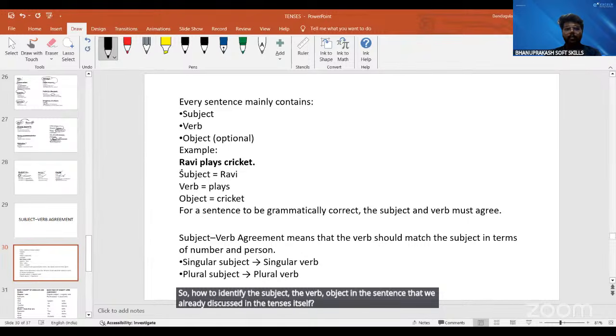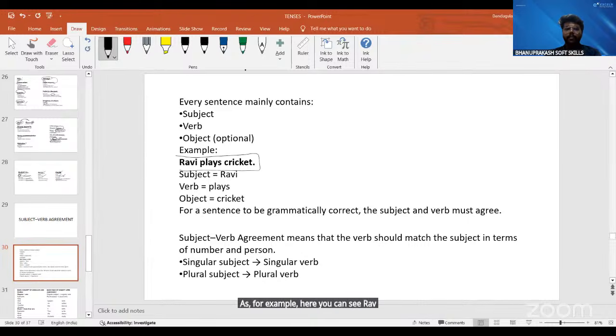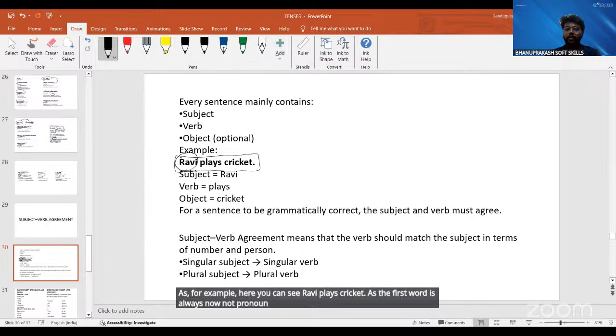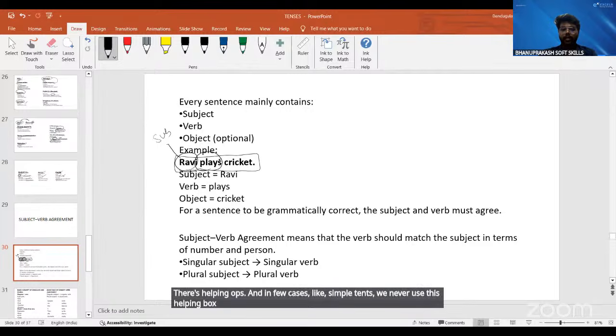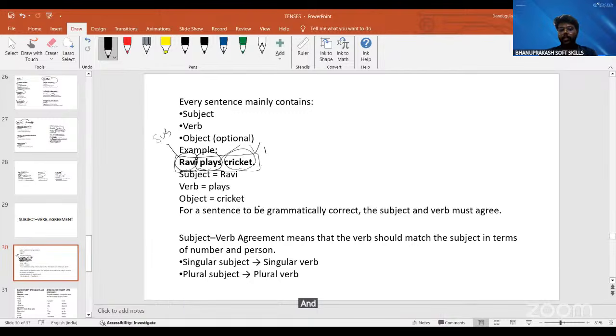As for example, here you can see Ravi plays cricket. As the first word is always a noun or pronoun in a sentence, which is a subject. And sometimes in the sentence we may use these helping verbs. And in few cases like simple tense, we never use these helping verbs. As you can see, it is a direct verb form, which is V1 form. And cricket is an object. So the same thing, subject Ravi, verb plays, object cricket.